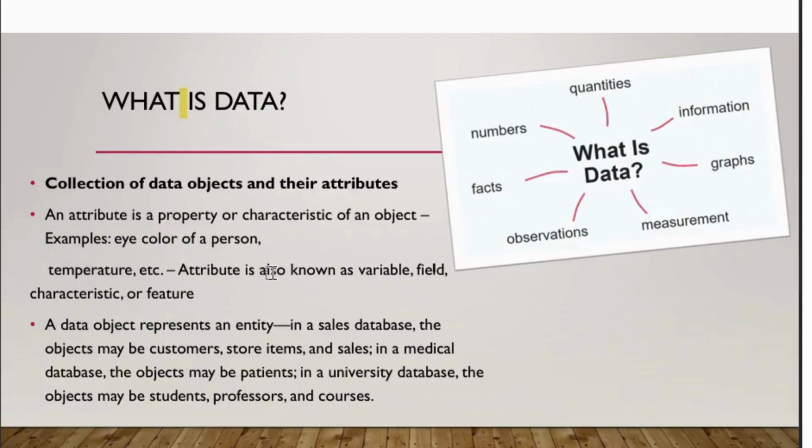So what is data? First, let us talk about data. Data is essentially a collection of objects and their attributes. So what exactly is an attribute? Attribute is a property or characteristic of an object. For example, eye color of a person is an attribute of that person. Attribute is also known as variable, field, characteristics, or features. So attribute can be called by different names. These are all different names of attributes.